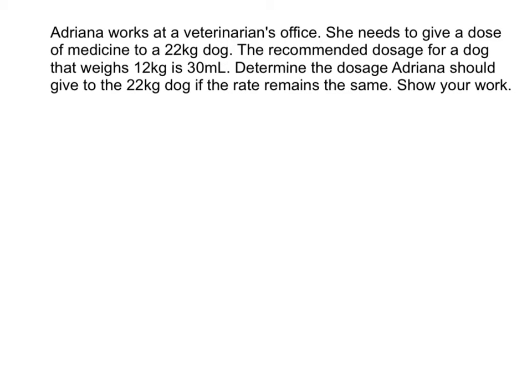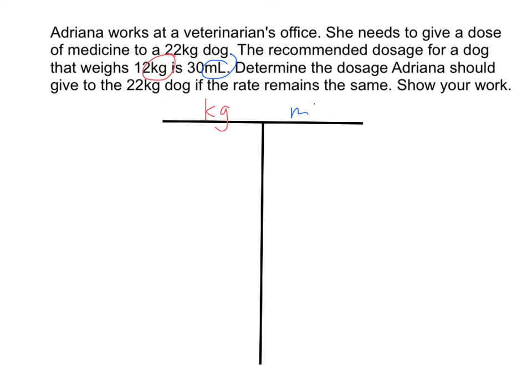So first we need to figure out what are the two quantities that need to be put into this table. Well, what are the units? What are we dealing with? We're looking at kilograms and milliliters. So let's use that for the headings in our table. Kilograms and milliliters.